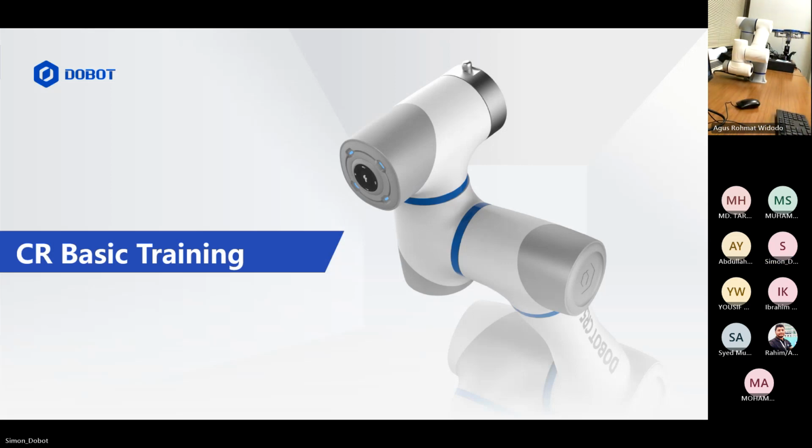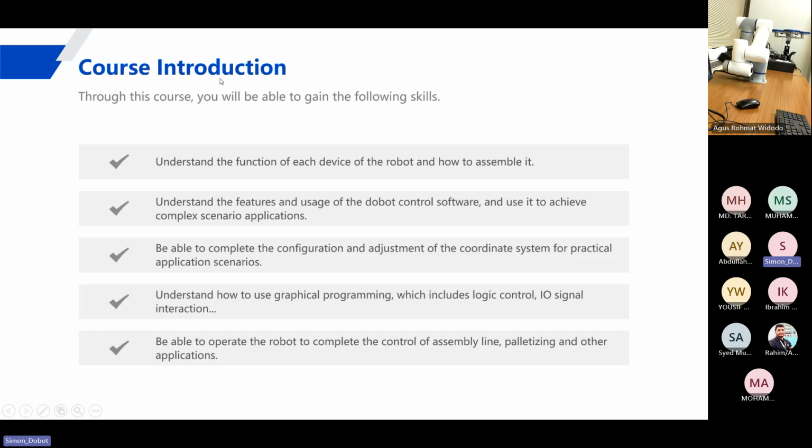So let's start from the basic training first. The course introduction, the first part: through this basic training, you need to understand the basic functions of the robot device, including the control box, the robot arm, and some accessories like the Wi-Fi module or grippers, and how to assemble them. The second one is to understand how to use the control software.